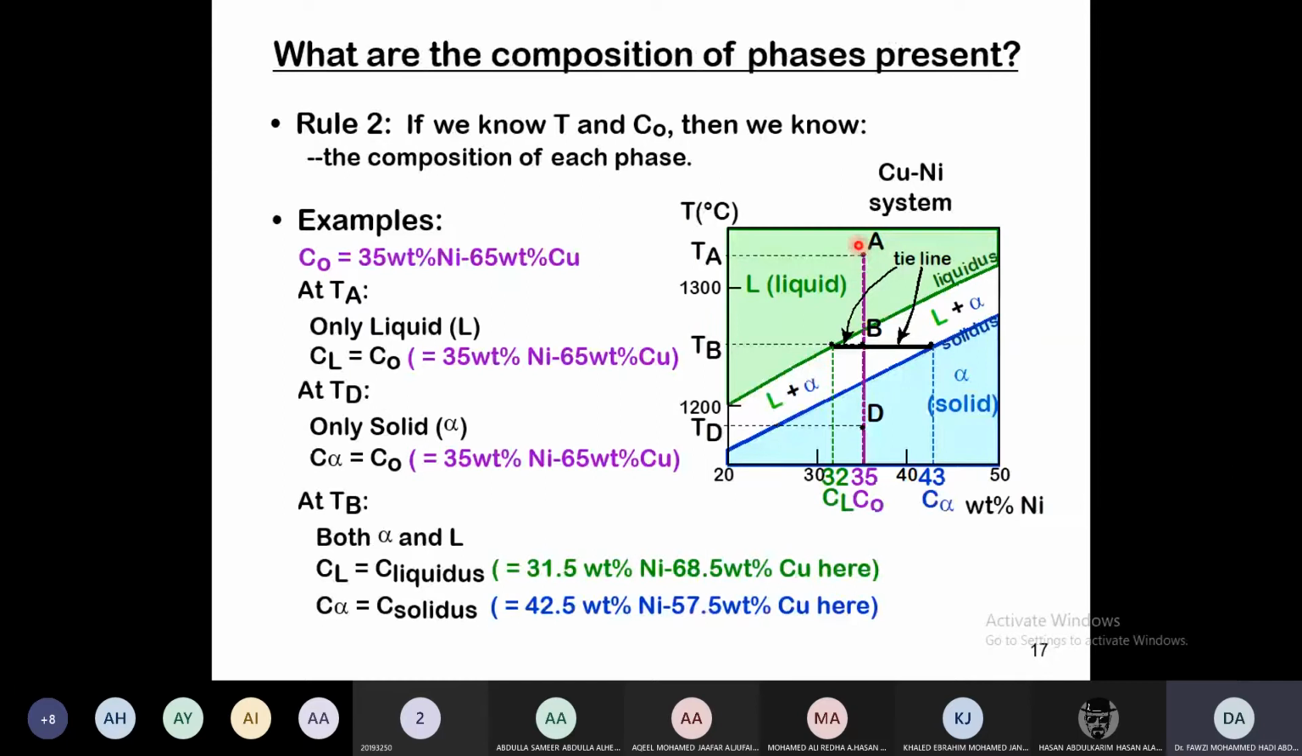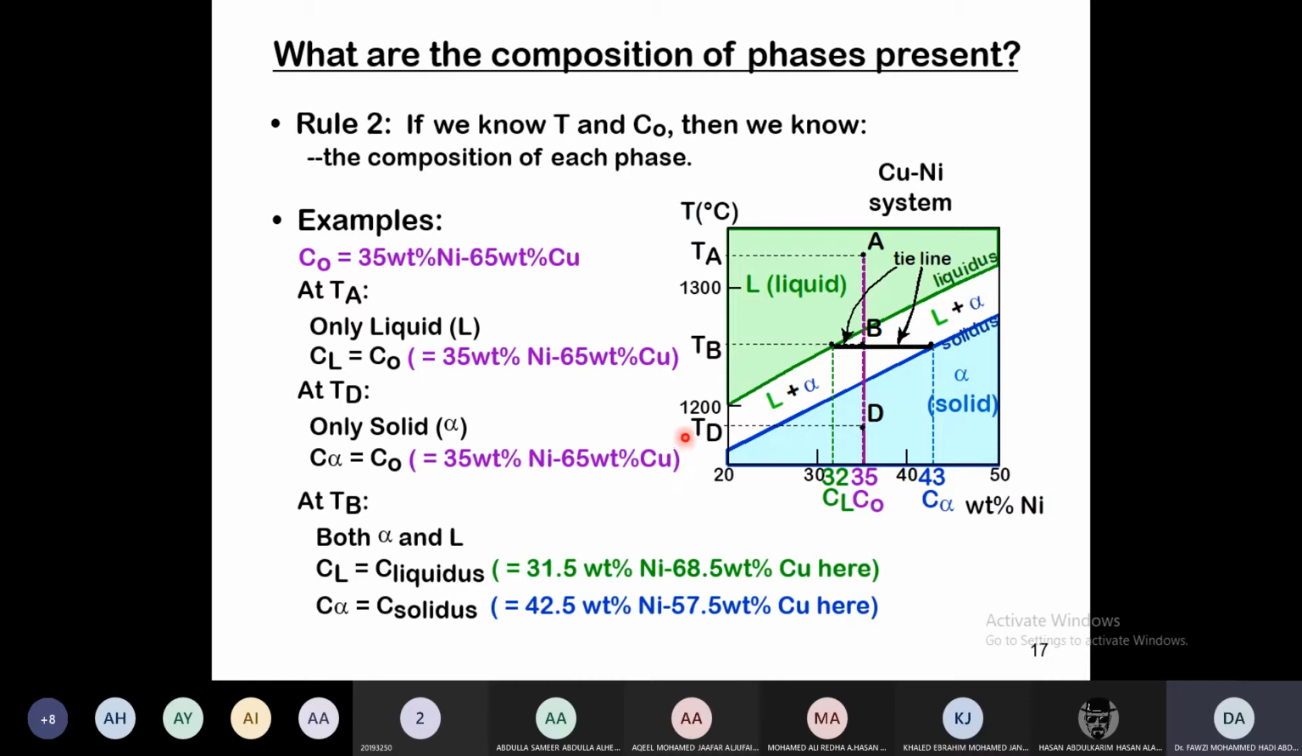How many phases do we have here? We have only a single phase. We are in the single phase area. What is that phase? It's a liquid solution. So the composition of that phase, which is liquid, will be the composition of the alloy. The composition of the liquid in single phase regions will be the composition of the alloy basically. As simple as that, you can determine that.